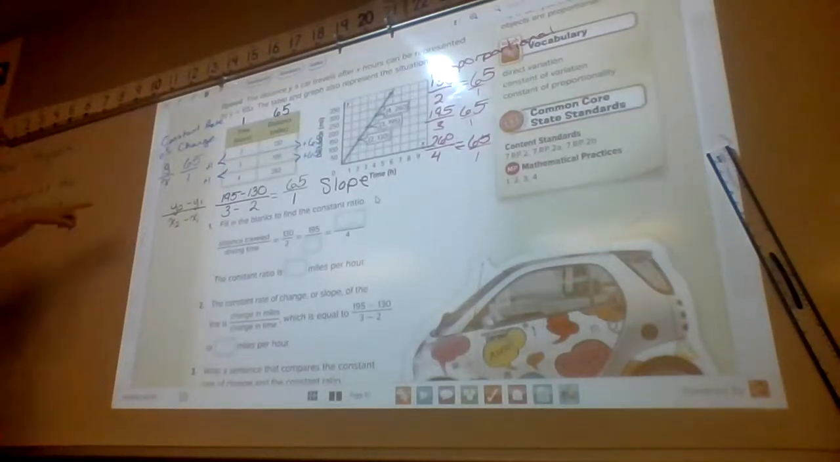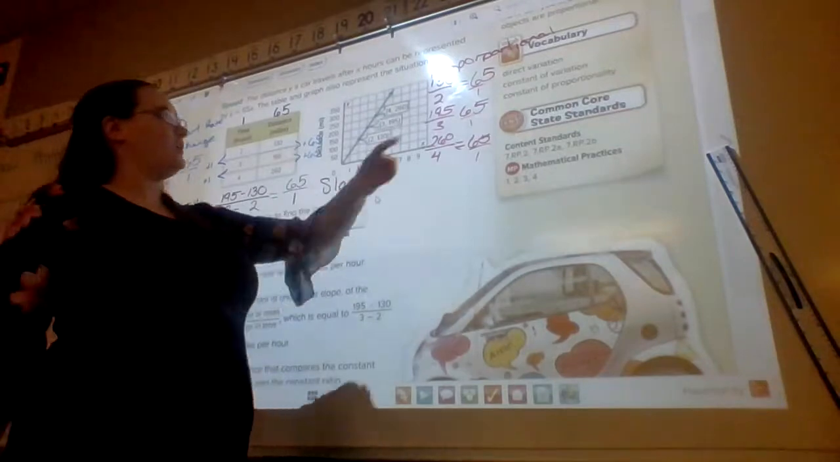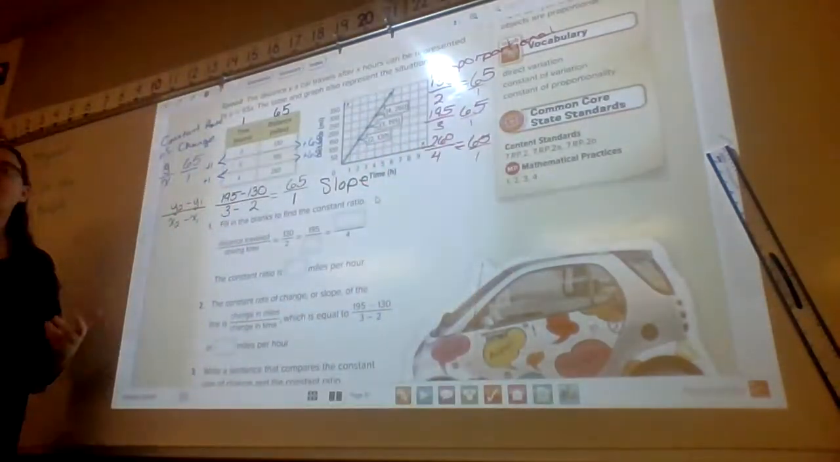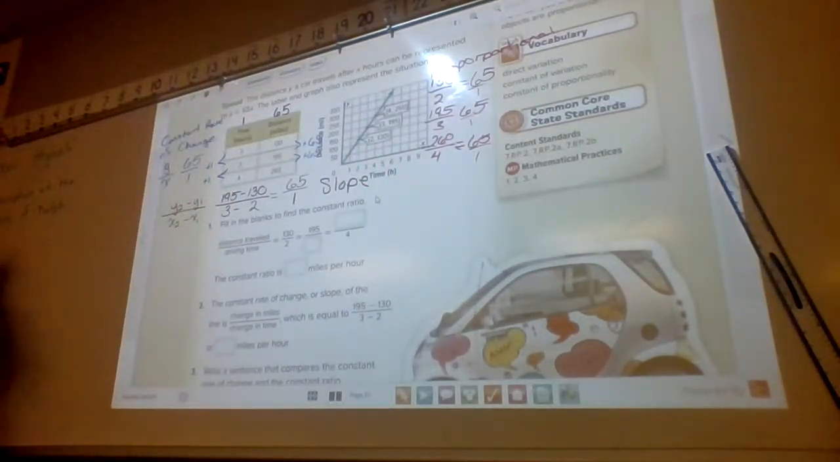What can you tell me about the constant rate of change, the slope, and proportional? Look at all of them. What can you tell me about the constant rate of change, the slope, and the proportionality? They're all the same. Guess what? Your direct variation. This is the big one. If it is proportional, it is a direct variation. We also know that it is slope. We also know that it is a constant rate of change.